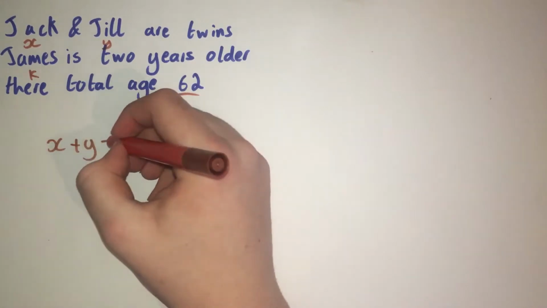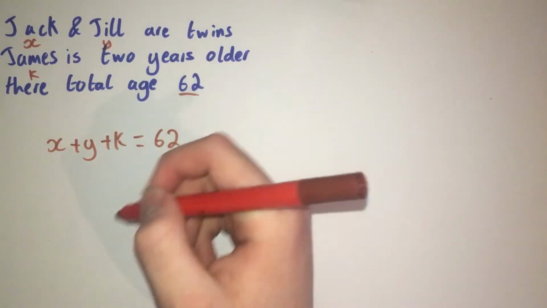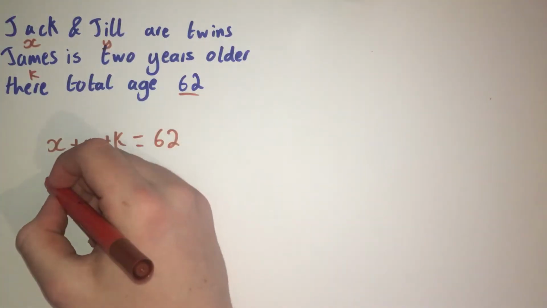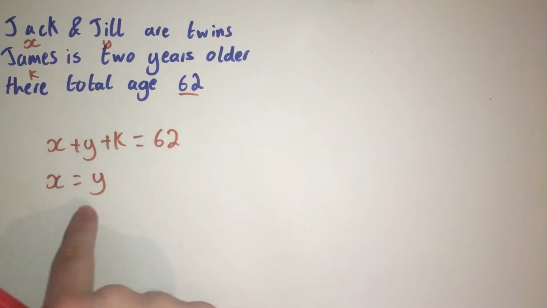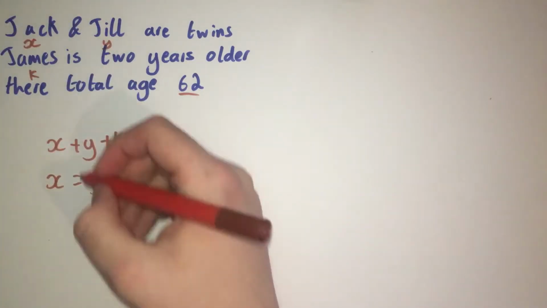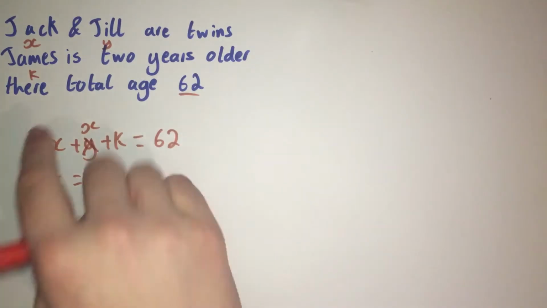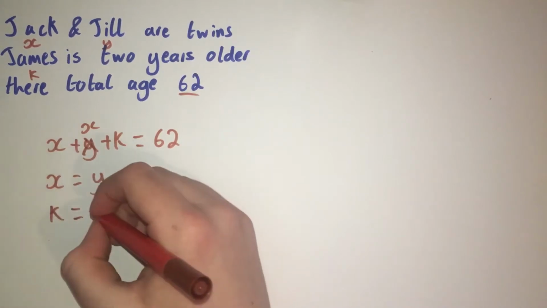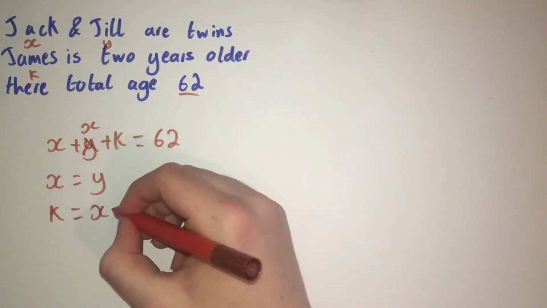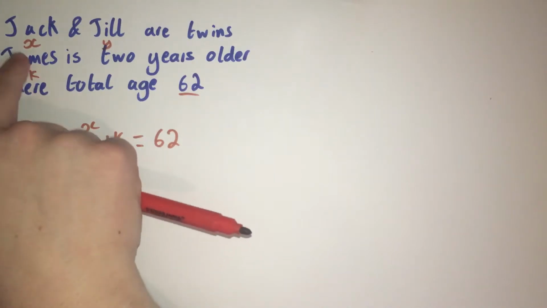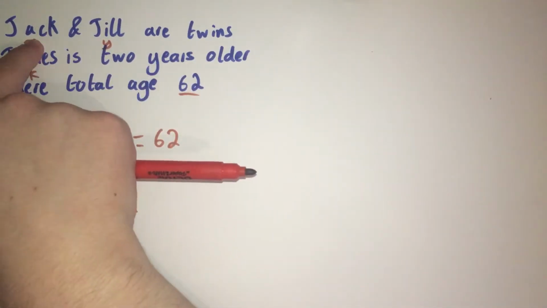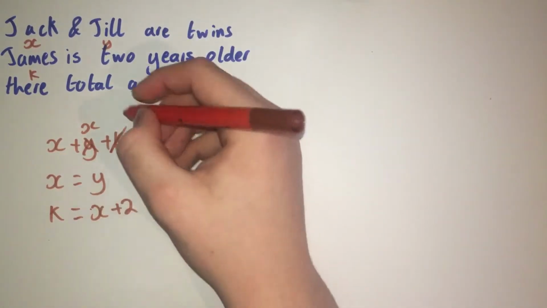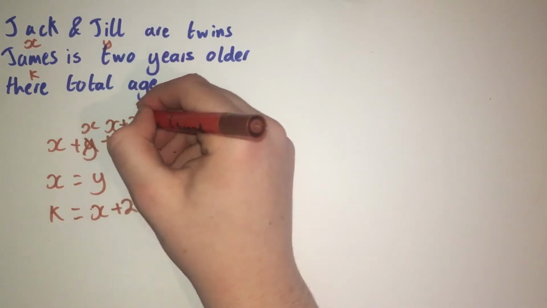X plus Y plus K is 62. But we know from the question that Jack and Jill have the same age, so X equals Y. So we can label that X as well. Then we know that James is 2 years older, so K will equal X plus 2, as the question says 2 years older than Jack or Jill. So we can cross out K and replace that with X plus 2.